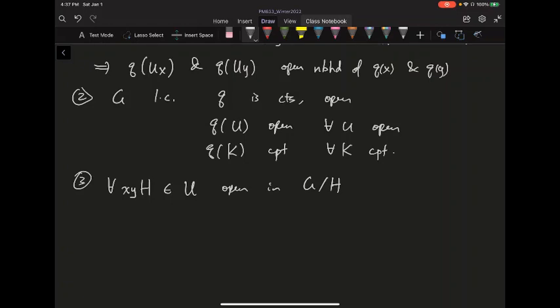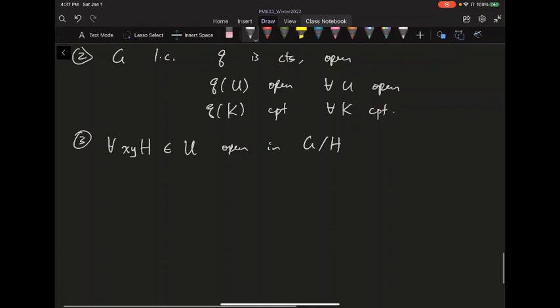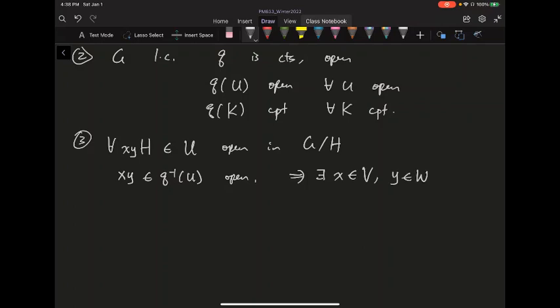Okay, so the idea should be quite simple. Because my xH yH, this coset, is inside U, then x y is certainly inside the Q inverse of U. Okay, the Q inverse of U is open. So by the continuity of this multiplication in the group G, there exist two open neighborhoods of x and y, called V and W. So x in V, y in W, they're open neighborhoods in G, so that this V dot W is going to be contained inside this Q inverse of U.